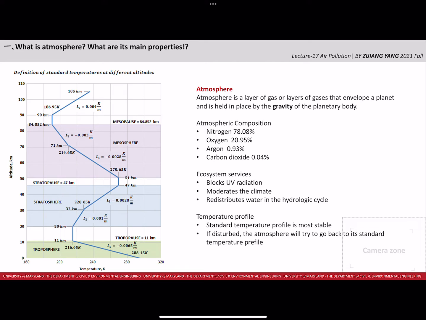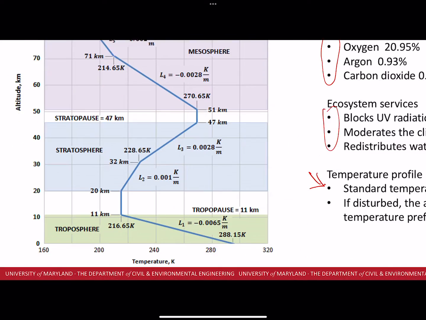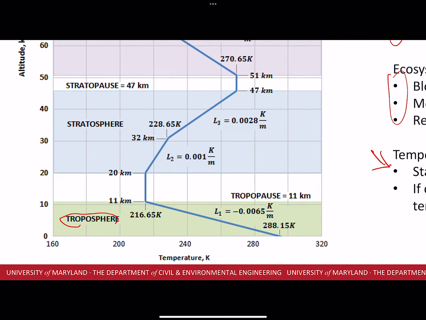Okay, anyway. So first, I would like to talk about the atmosphere. I'm not going to read them one by one, but we should know the main composition of the atmosphere, and it also has some properties. But here I would like to talk about the temperature profile of the atmosphere. From the picture on the left side, we can see that we are actually living in the troposphere.